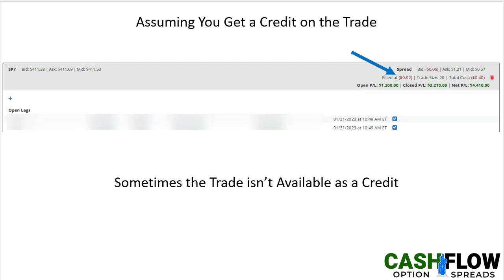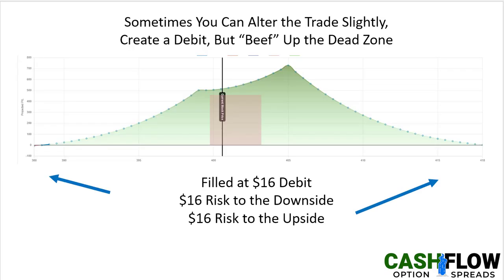I will take this trade even if I can't get a credit. Sometimes it might be a $5 debit, sometimes it might be a $10 debit. I'll still take the trade because prior to expiration, I have a very high probability of making something. It's not going to be a lot, but it's going to be something. And if you understand the compounding, this is a tremendous opportunity that can be compounded. So sometimes the credit is not available. Sometimes it is a debit.